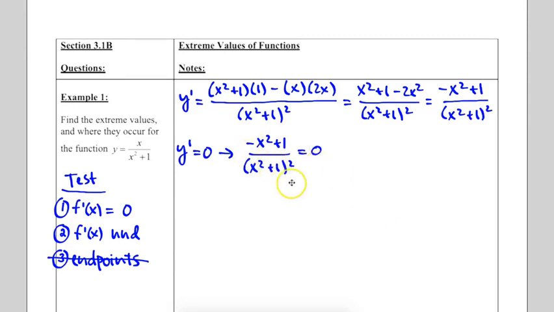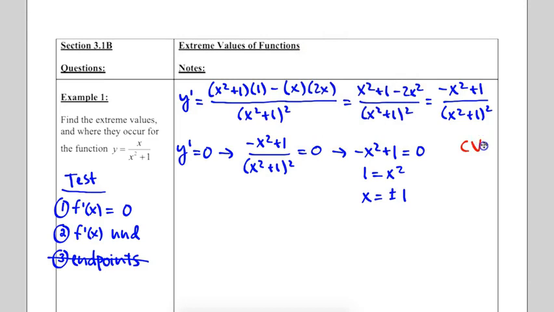Okay, well, if we were going to do this, solving for x, first thing, we'd probably multiply both sides by the denominator. That's going to lead us to negative x squared plus 1 equals 0. Okay, well, that's going to be 1 equals x squared, and so that means that we'll have x equals plus or minus 1. So I'm going to come over here and make a list of our critical values just to keep track of them.